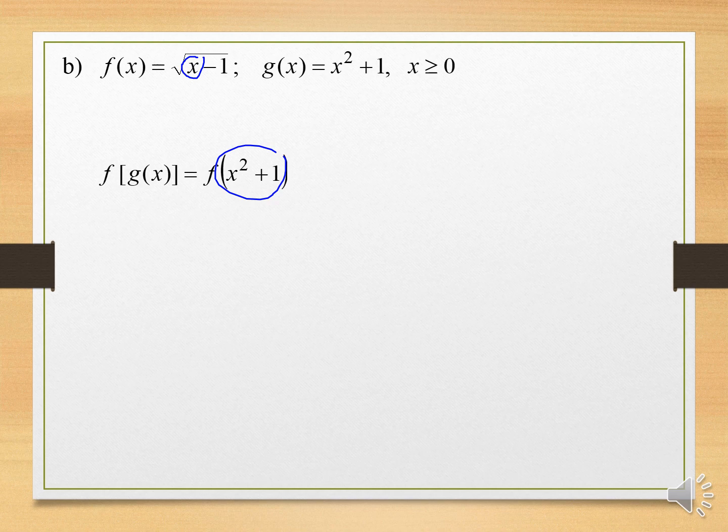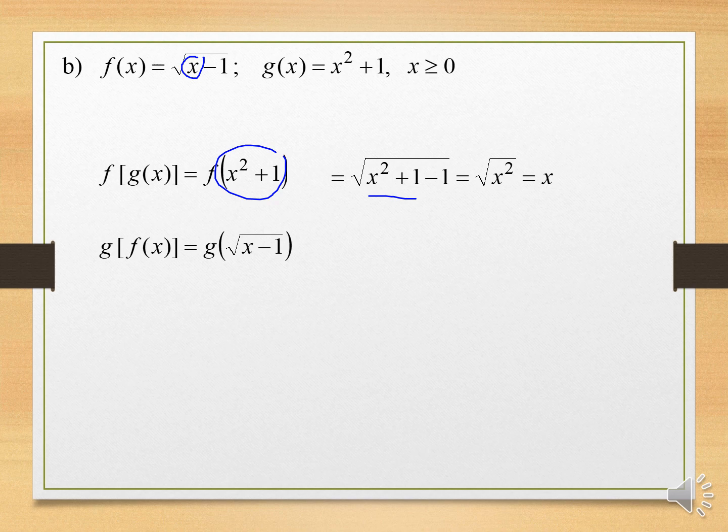Therefore, from f(x) = √x − 1, we get f(x² + 1) as √(x² + 1) − 1, the new input, minus 1. This is equal to √(x²). Since x ≥ 0, we just consider √(x²) = x only.